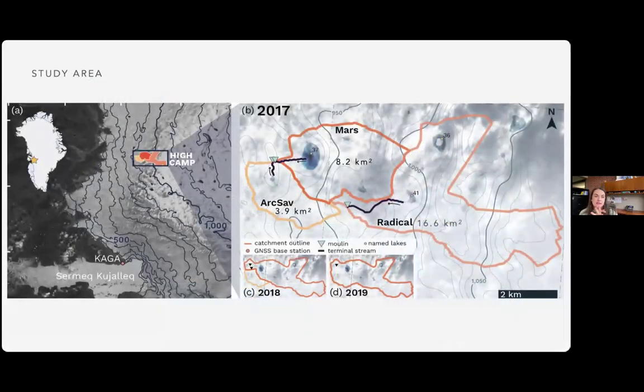So to investigate this, I'm focusing here on 3 supraglacial catchments that were at our high camp site. On the right-hand side, you can see a zoom in of our 3 catchments, where we have Radical catchment that I just spoke about on the right. And then we have 2 other smaller catchments: Mars in the middle here, draining quite a large supraglacial lake, and then our Arksov catchment, draining another smaller supraglacial lake into a moulin.